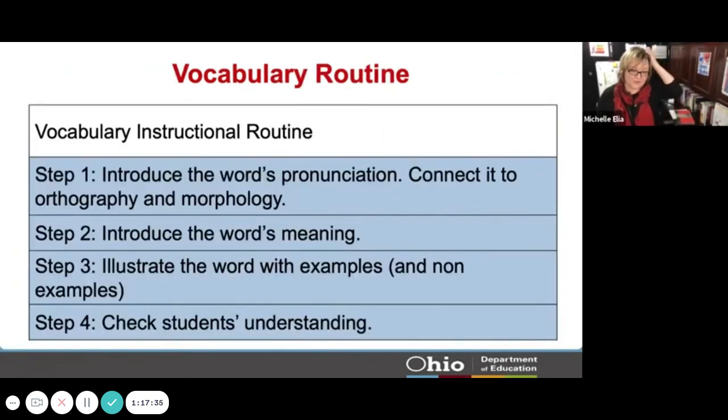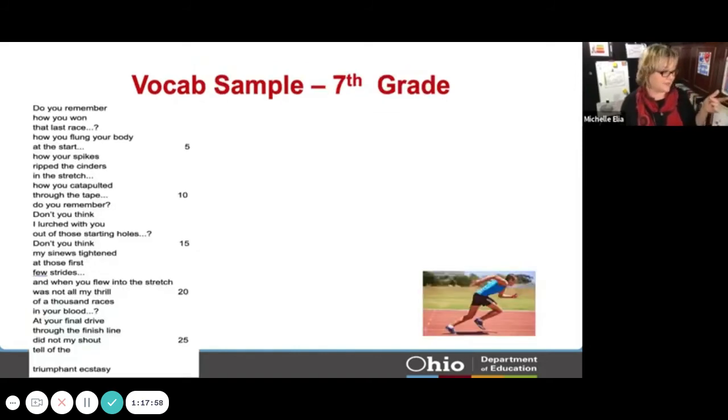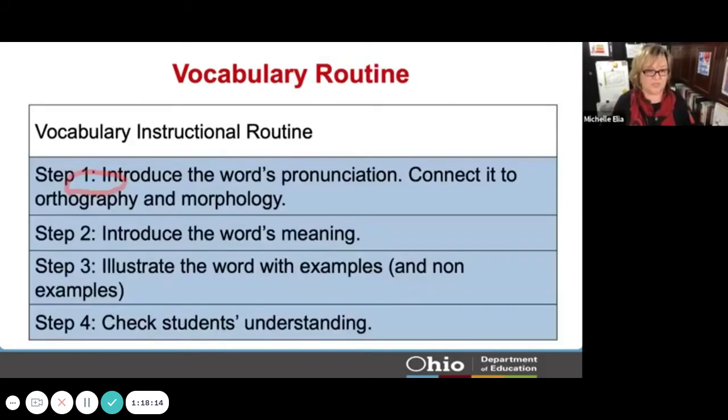So we took this routine from Anita Archer because she's the best when it comes to explicit instruction. And I find this is helpful no matter what grade level you're teaching, no matter what population or subgroup of student you're teaching. This vocabulary routine is helpful for all students. I'm going to take you through all four steps and I'm going to model it using a word from this particular 7th grade text. And the word we're going to use is catapulted right here. There it is. This is a poem from a 7th grade text, and we're going to talk about this word following the Anita Archer vocabulary routine.